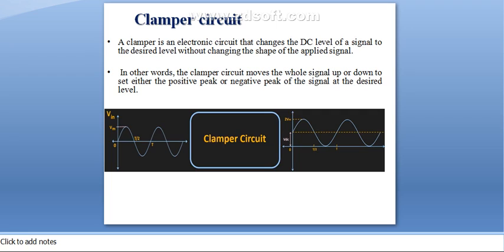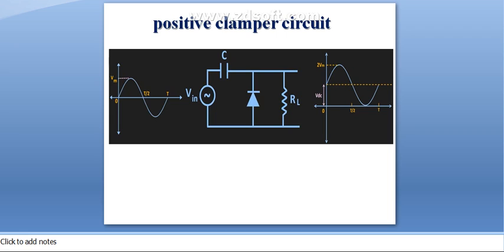So a clamper circuit is an electronic circuit that changes the DC level of a signal to the desired level without changing the shape of the input signal. It is also called a DC restorer circuit. This circuit moves the whole signal up or down to set either the positive peak or negative peak of the signal. So it is a positive clamper circuit.